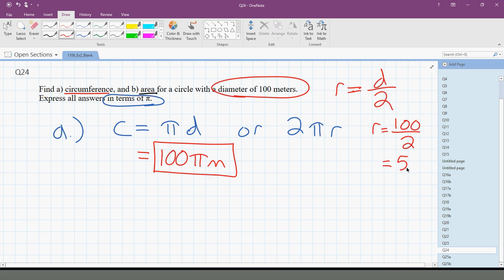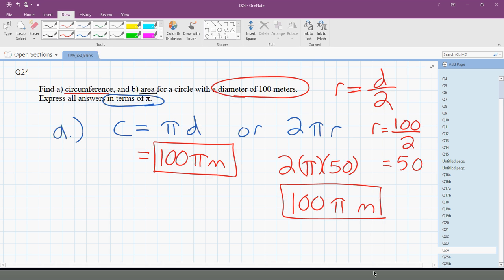So we could have used the second formula here, plugged in 2 times pi times 50. But again, we want to leave pi alone. So all you have to do is take 2 times 50, which is 100 pi meters. So 2 ways to think about it, whether you want to use the radius or whether you want to use the diameter. So that's part A.